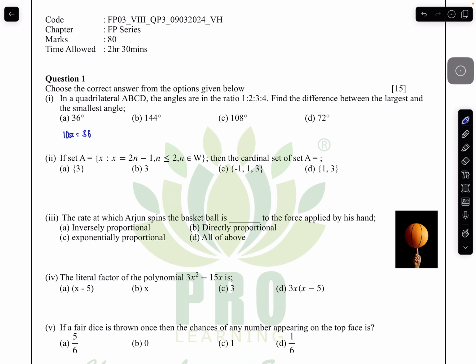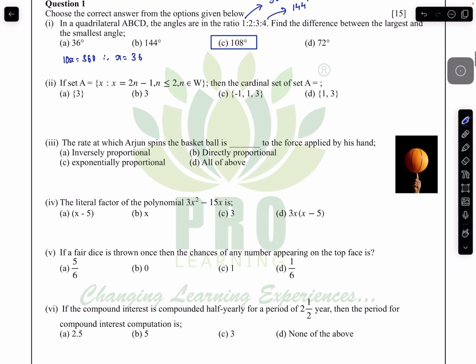10x is 360. Therefore, x is 36. So the smallest angle is 36 degrees. The largest angle is 36 times 4, which is 144 degrees. The difference between them is 108. 108 is the answer. The next one says if set A is this.